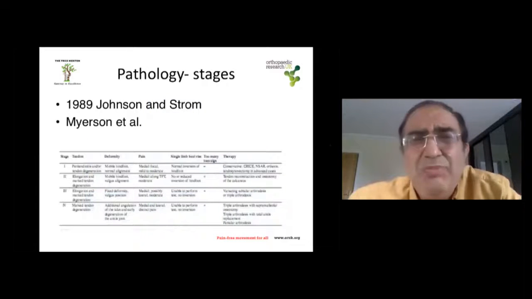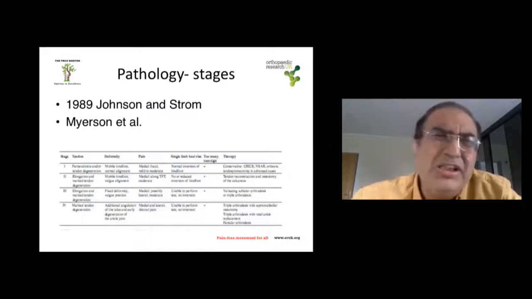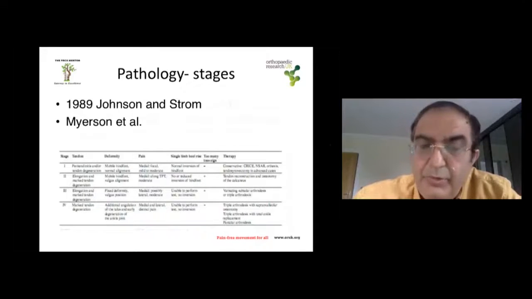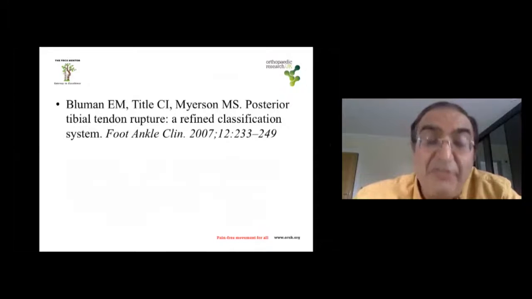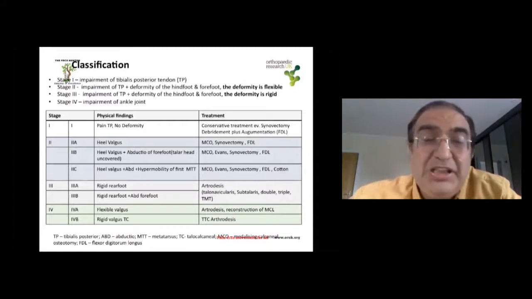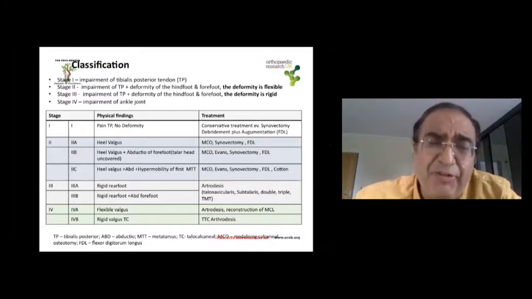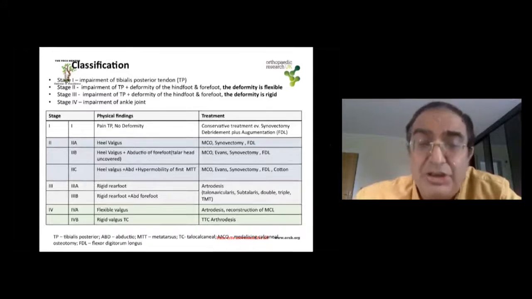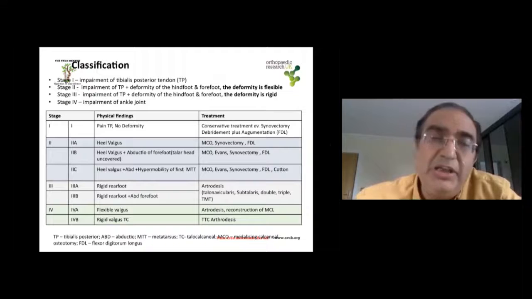So the Johnson and Strom, as we said: stage one, there's no deformity. Stage two, there's a flexible hindfoot deformity. Stage three, there's a fixed hindfoot deformity. And stage four, added by Myerson, is when there's involvement of the ankle. Whereas Bluman and Myerson et al. refined this classification, and this is very good. Stage one, no deformity. Stage two, there's a flexible hindfoot deformity, but he divides that into 2B and 2C. 2B, when there's a midfoot abduction, producing a forefoot abduction, and 2C, when there is also first TMT hypermobility. Similarly, stage 3 is a rigid hindfoot deformity, and stage 4 is the ankle deformity, which can again be 4A, where it's flexible, and 4B, where it's fixed. So I think this is a more comprehensive classification.